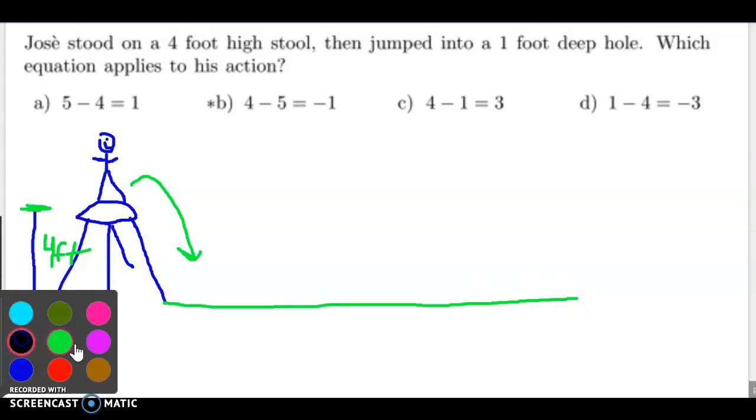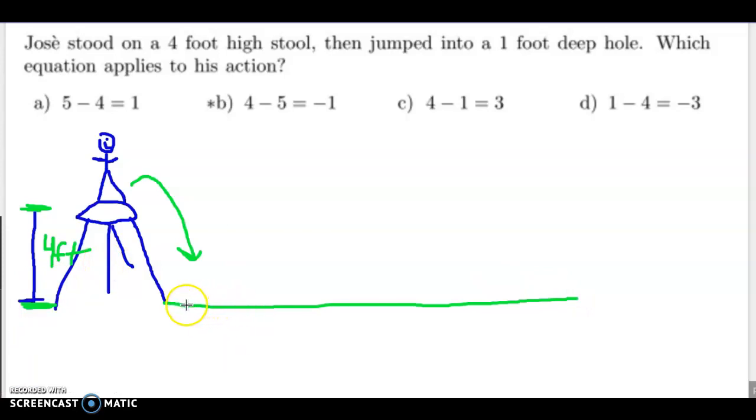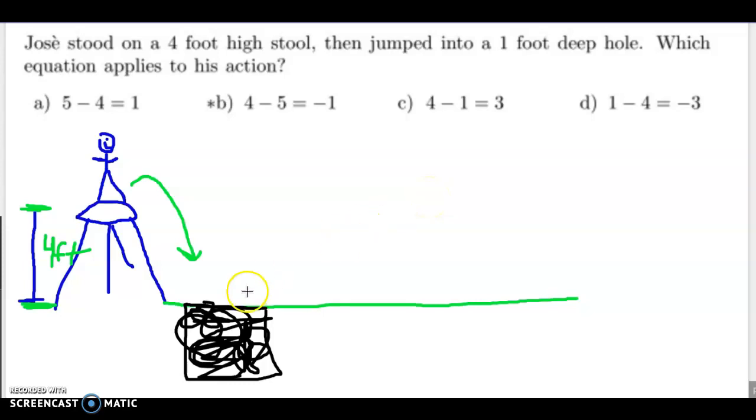Now let me go ahead and draw that. So here's the hole he's jumping into. No idea why he wants to jump into this hole, but he is. And the hole is square. I don't know why a hole is square, but it is. So first he's jumping down 4 feet, right? But then he's got to jump another foot. So this is 1 foot more that he's jumping down.